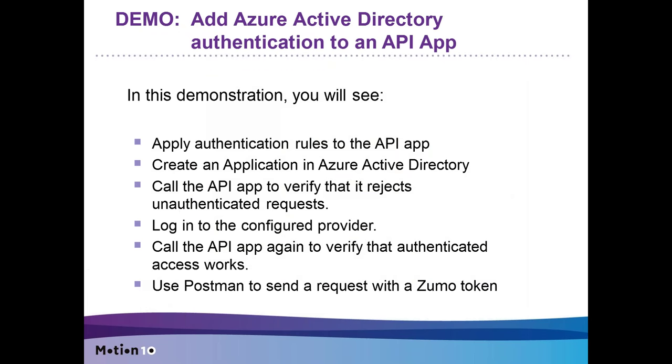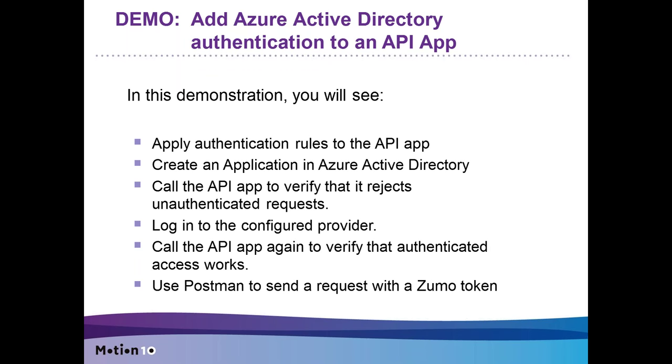The next demo, and the last demo tonight, is how to add Azure Active Directory authentication to an API app. I'm using both the preview portal to configure the authentication to the API app, and Azure Active Directory, which I'm going to configure in the Azure portal. First I'm going to configure the authentication. Then I'm going to check if the API app is protected. Hopefully it's going to display an error message. Then I'm going to log in and check again, so I should be able to see the result of the API app.